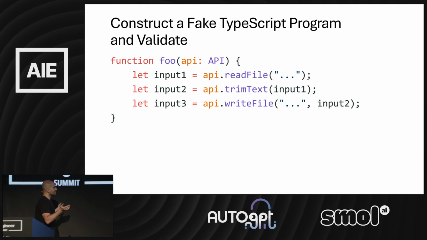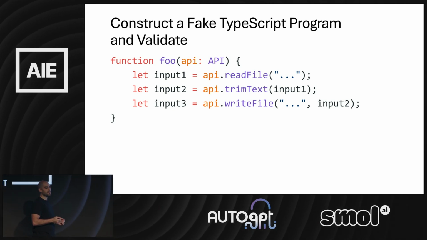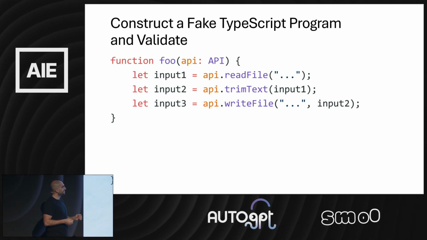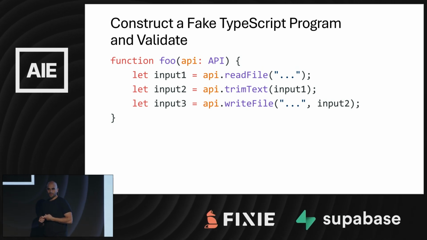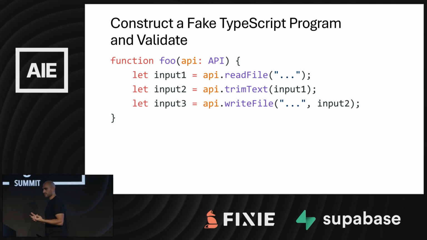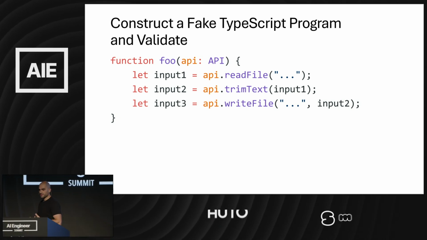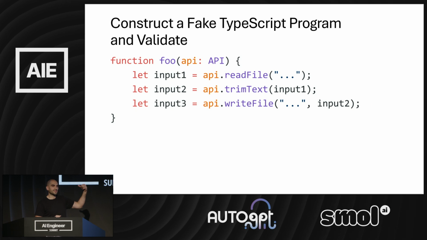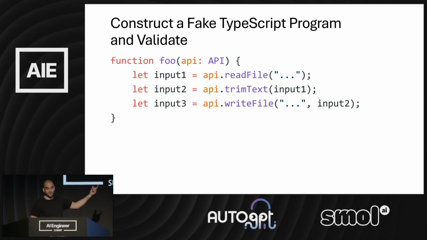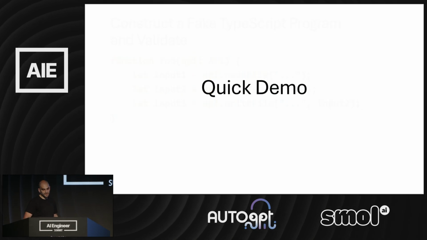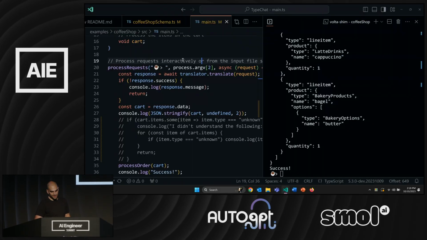But we use that to construct a fake TypeScript program in memory as well, and use that to make sure that not just are you calling only the methods that are available to you, that you can only do certain actions, but also that the inputs from prior steps match up with the types that you're defining from your API. And so that kind of comes back to types are all you need.